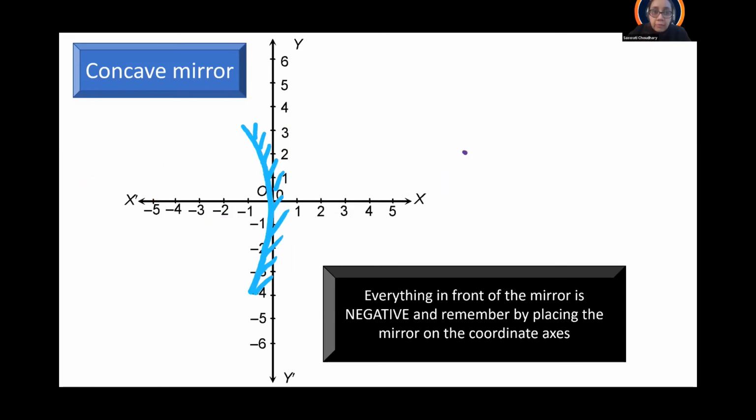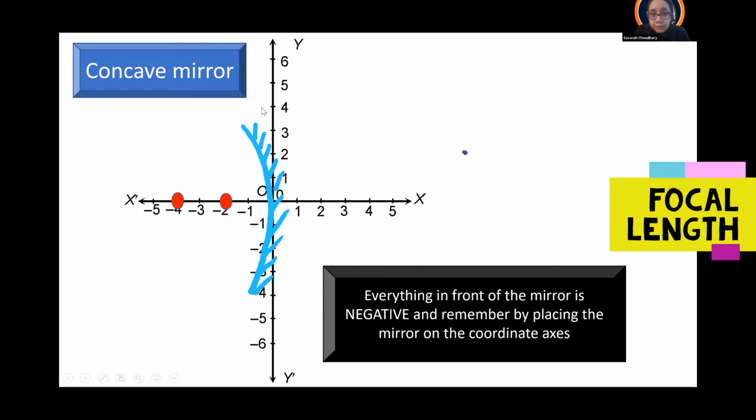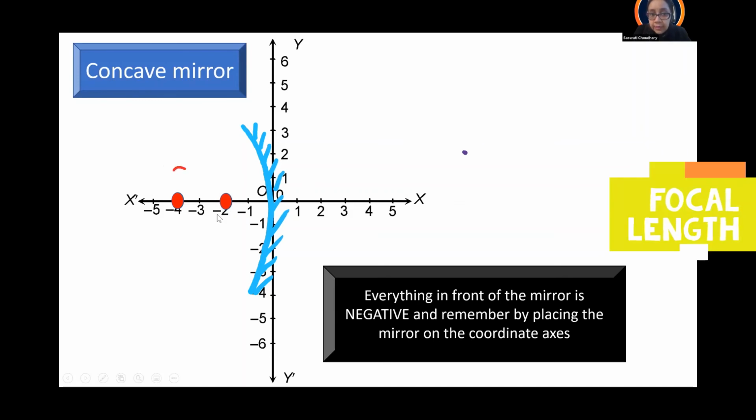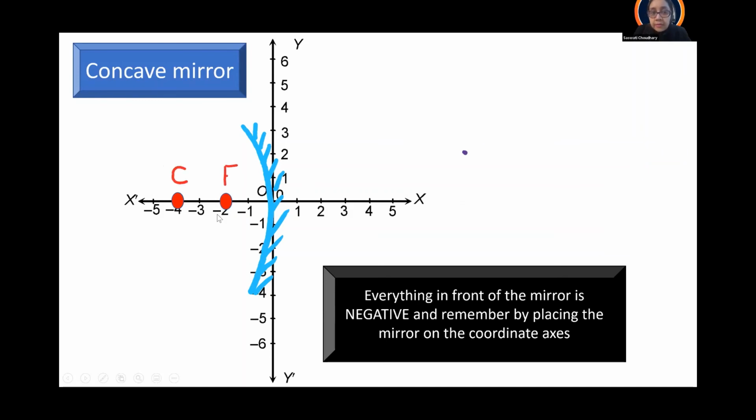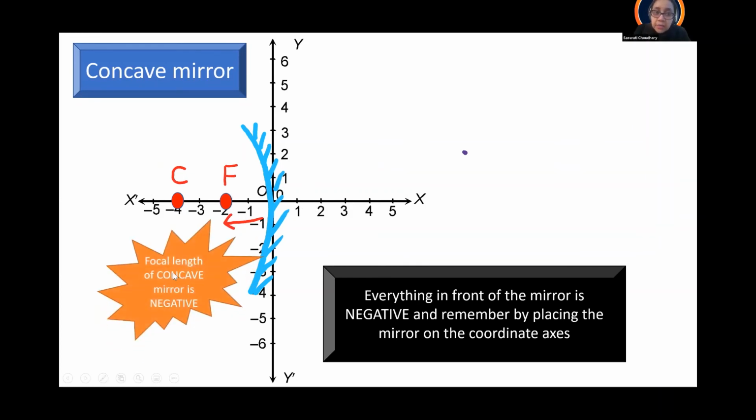Now let's proceed further to the focal length. For the concave mirror, the focal point is lying here. For example, this is the focal length, and it is noted with the letters C and F, the center of curvature and the focal point. Here you can see that it is negative because it is lying on the negative x-axis. So the focal length of a concave mirror is negative.